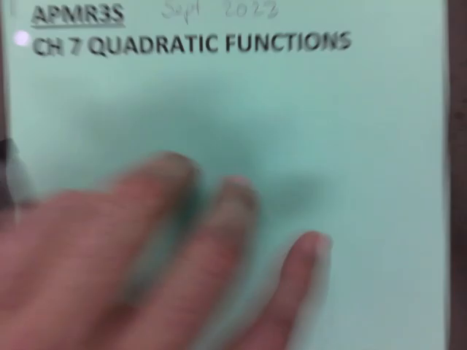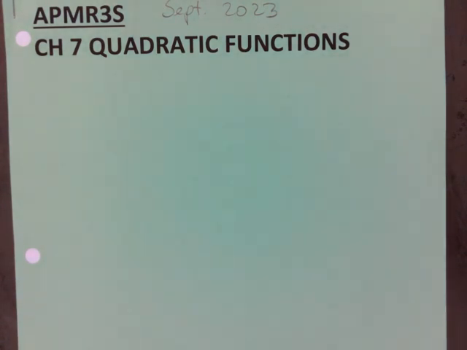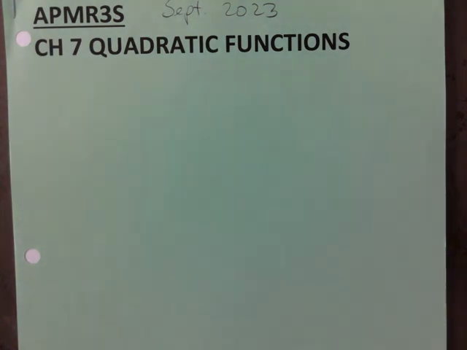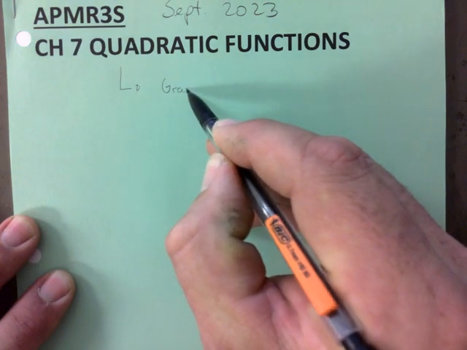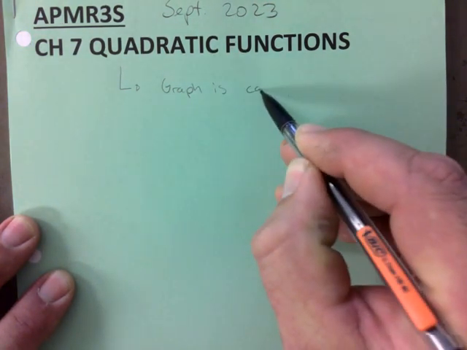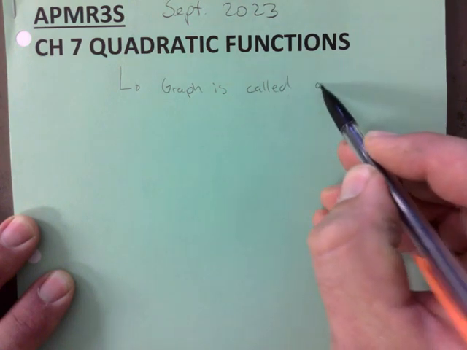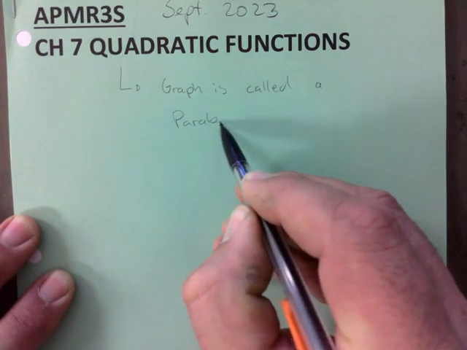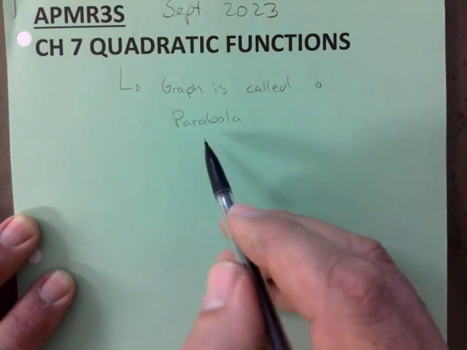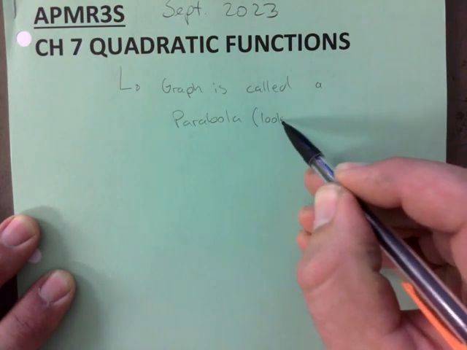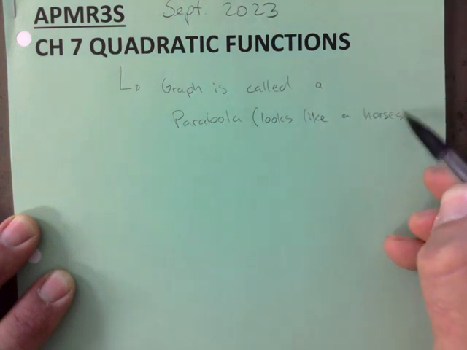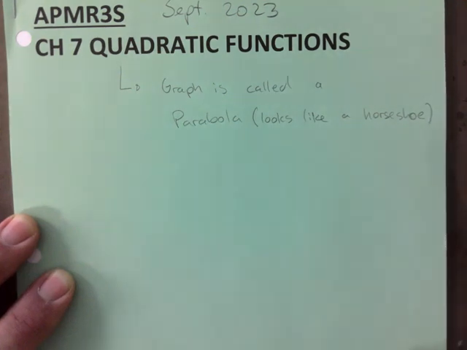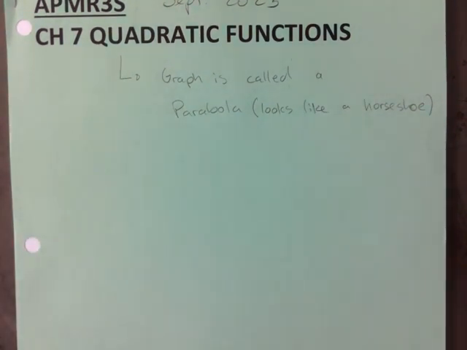So I left the front space there to kind of make our own little intro. So quadratic functions, right? Graph is called a parabola. Okay. And it looks like a horseshoe. Looks like a horseshoe, right?